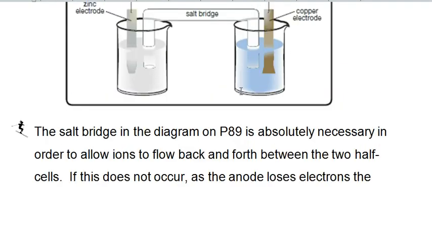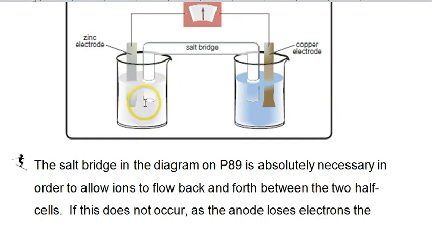So why do we need this salt bridge? I mean, it's fairly obvious. You're going to need the zinc electrode because the zinc atoms are going to lose electrons. That's your source of electrons. And you need the copper ions in the copper solution, on the other side, to gain those electrons. And it stands to reason you're going to need something like a solid copper electrode to let those atoms stick to. Well, why do we need a salt bridge? What's the salt bridge for? That's the big question that everybody always asks.